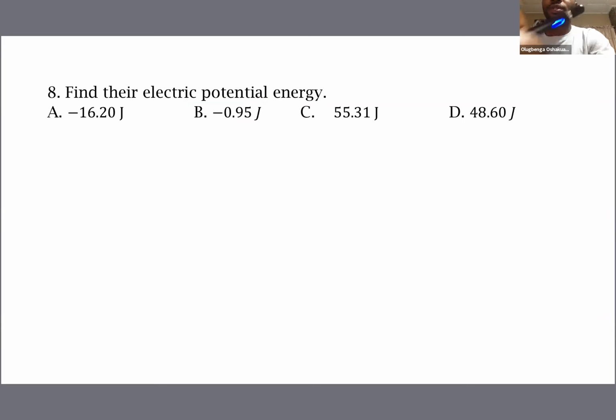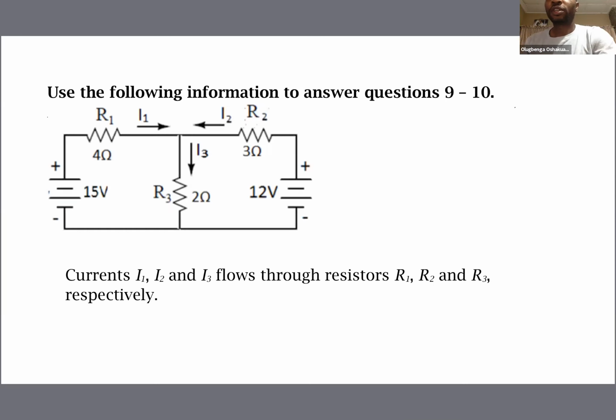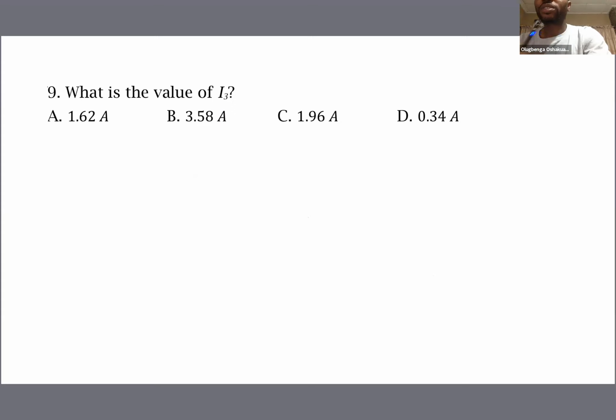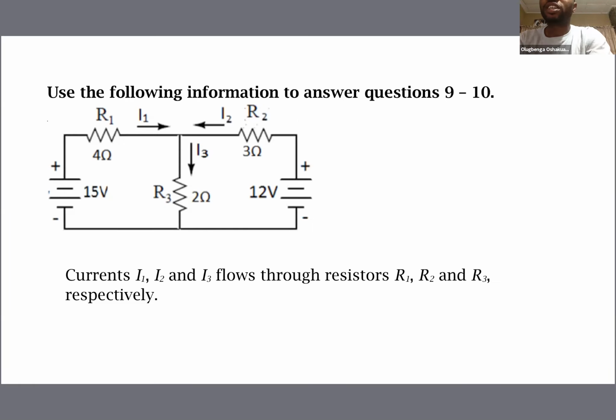So moving forward, use the information to answer questions 9 and 10. So what is the value of I3? The first thing I would say from here is that I will start by quoting Kirchhoff's current law. I3 is equal to I1 plus I2. That's the first thing I would like to say.